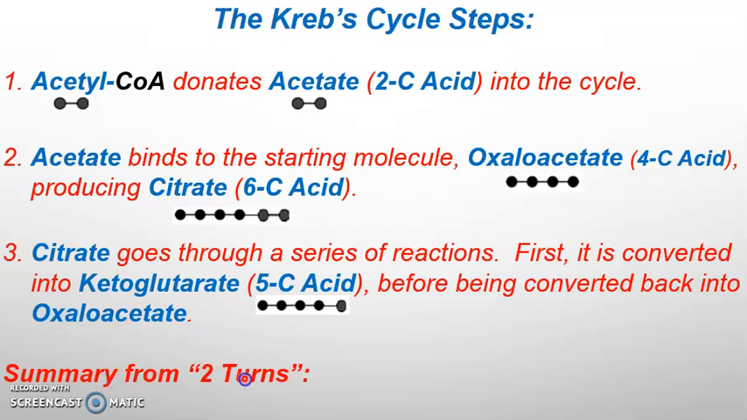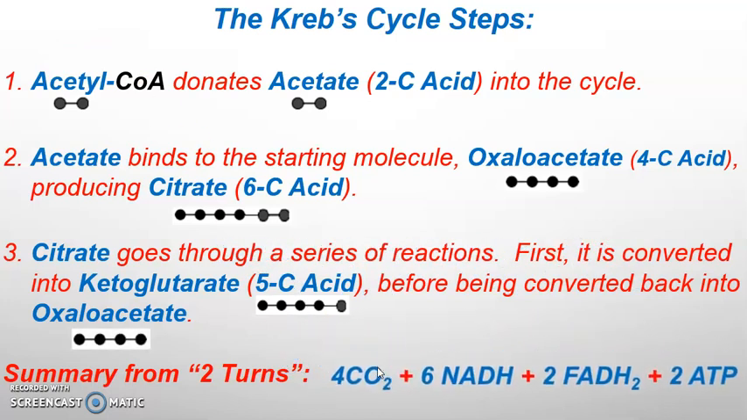So from 2 turns of the Krebs cycle, again, it has to happen twice because we have 2 acetyl-CoAs coming from the prep step, or pyruvate conversion. This is what we're going to walk away with. We're going to walk away with 4 CO2s total, so that's from 2 turns. So that means 2 CO2s are made per turn, which should make sense because we're going to get rid of 2 carbons per turn from the acetyl-CoA/acetate. 6 total NADHs, so 3 per turn. 2 FADH2s, 1 per turn. And only 2 ATPs, 1 per turn.